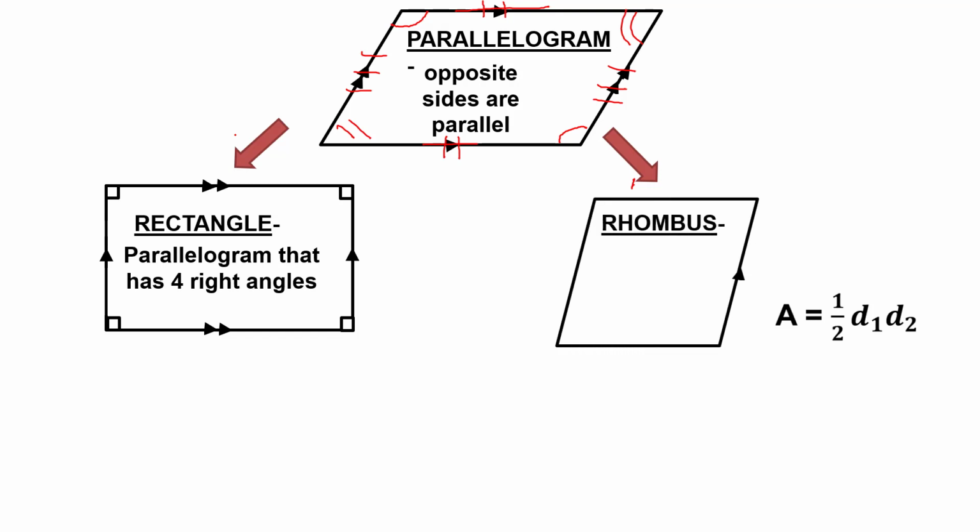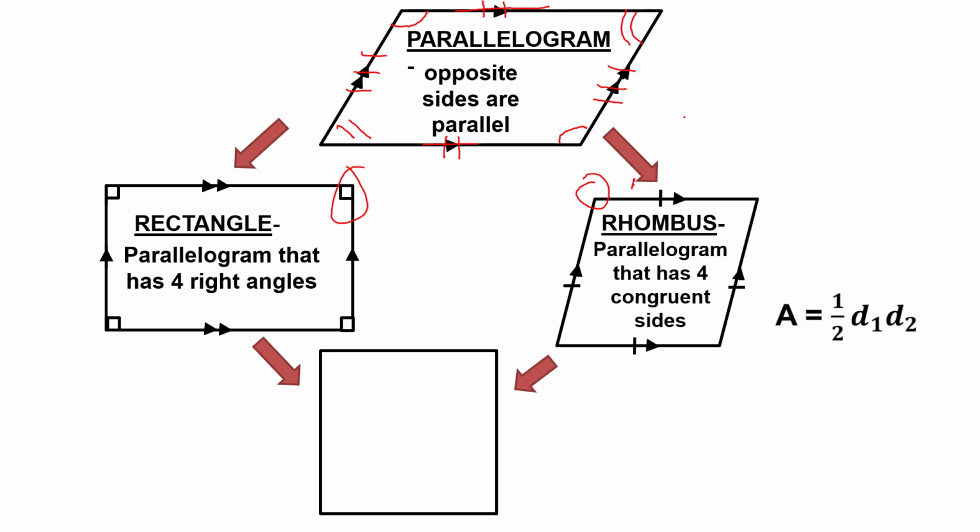A rhombus. Well, I have the formula out next to the rhombus. It should look familiar. The formula for a rhombus is the same as that of a kite. Well, that's because a kite essentially is a rhombus. Not quite, but very similar. So a rhombus is a parallelogram that has 4 congruent sides. Now, the difference between a rhombus and a rectangle is notated in the angles. It does not necessarily have 4 congruent angles.